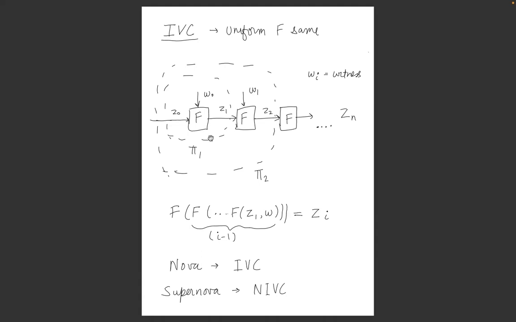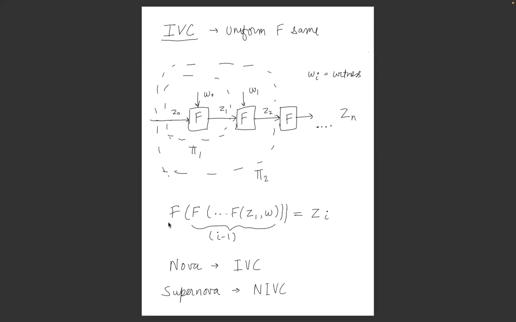So this is the formalism for the IVC. One point to note here is that Nova uses uniform IVC. Uniform IVC just means that these functions will always be the same throughout the computation. So the functions are always the same throughout the computation, and this is called uniform IVC.